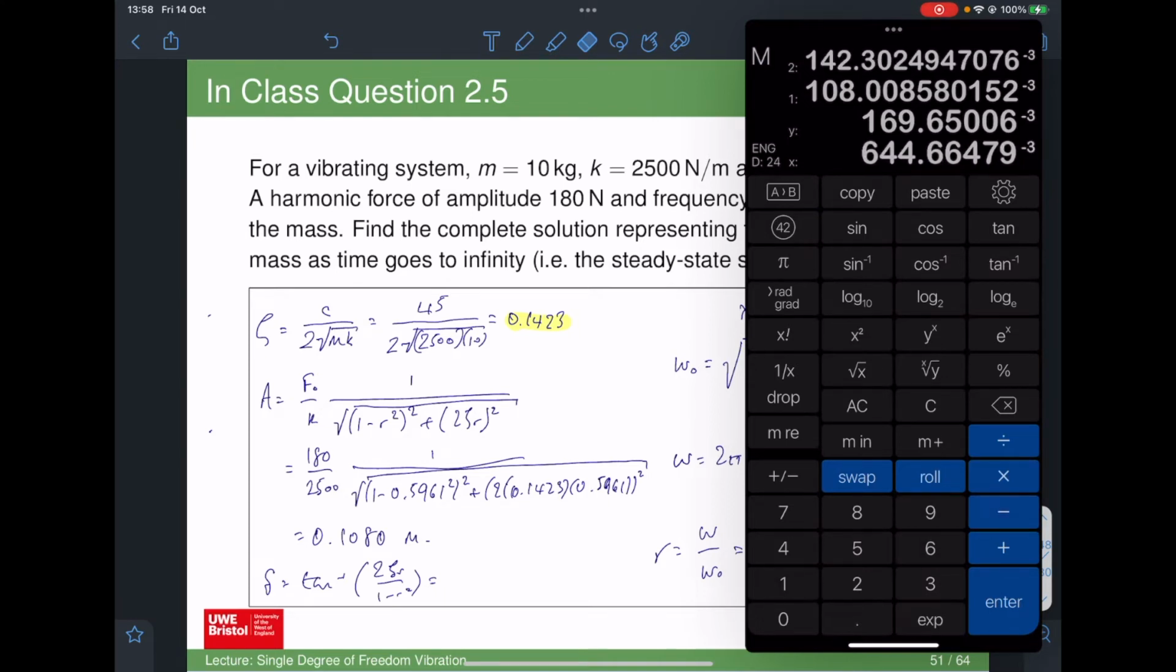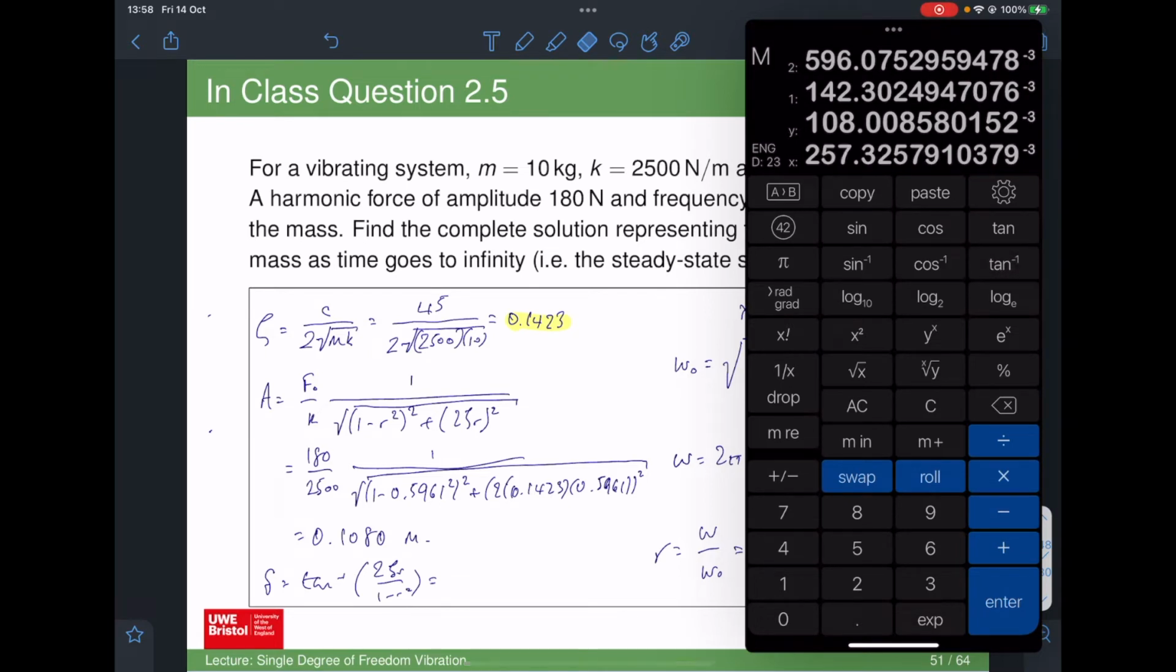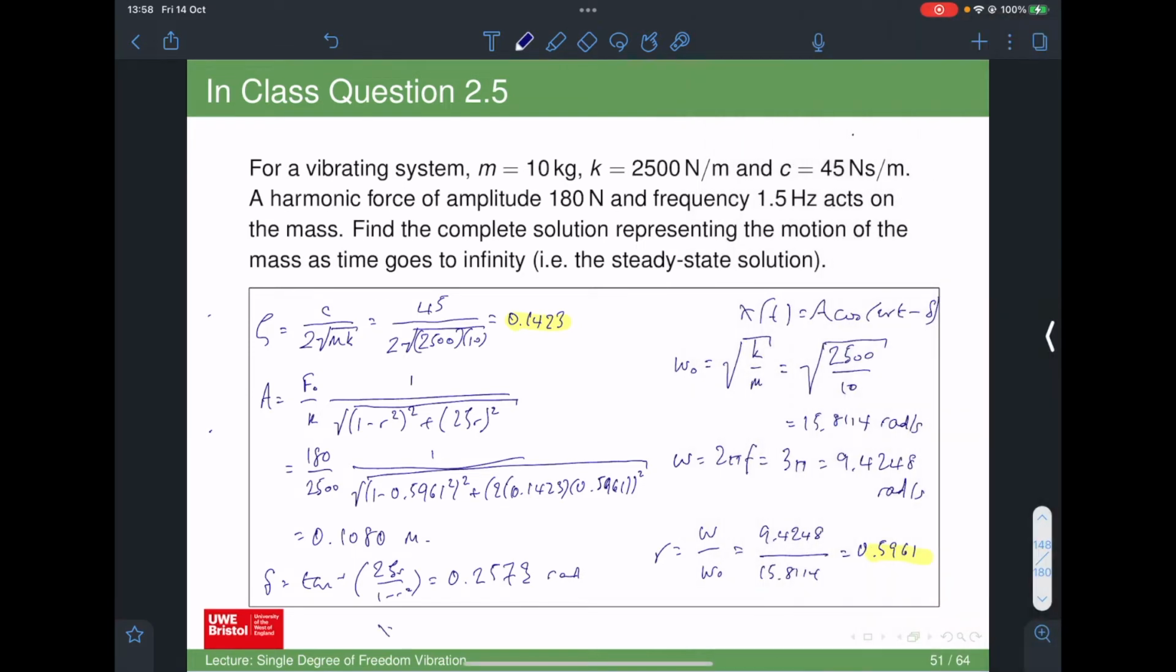I got 1.0.1. Oh, I got the same thing. Did you get the same thing as well? I got 0.1080. Okay, so x of t, A. Yeah.